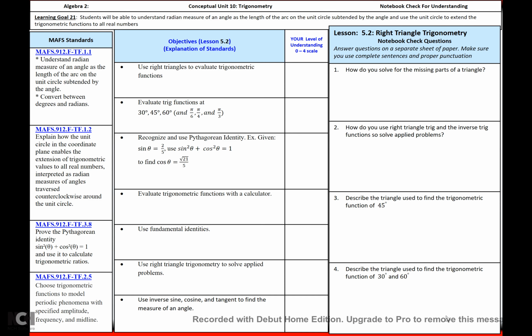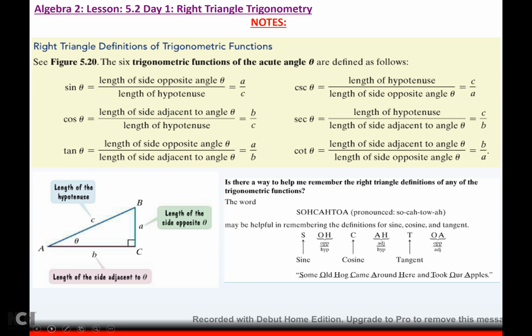All right, today we're going to continue talking about our right triangle trigonometry. So we have our definitions of the trigonometric functions. Okay, so what we have is SOHCAHTOA. If you're talking about a right triangle, meaning that one of your angles has to be 90 degrees, otherwise right triangle trig doesn't work. Right? That's why they call it right triangle trig.